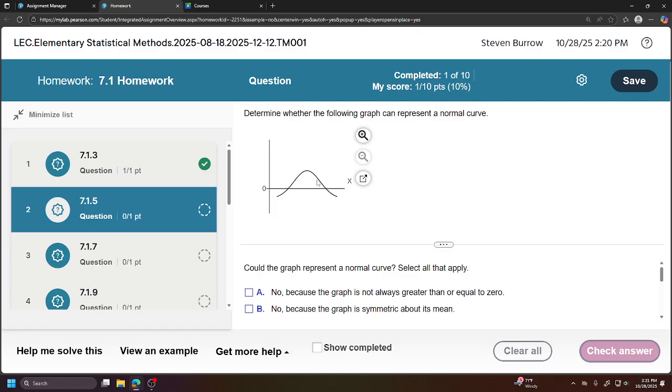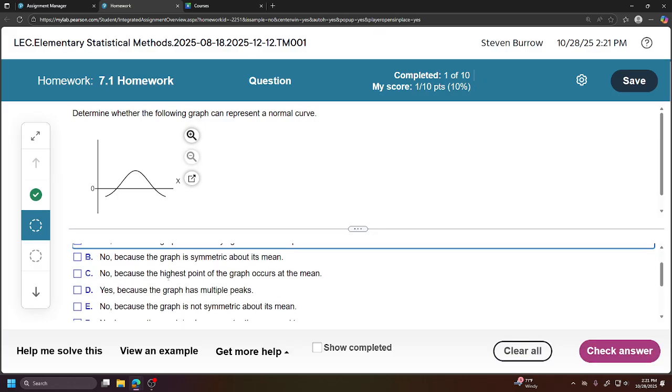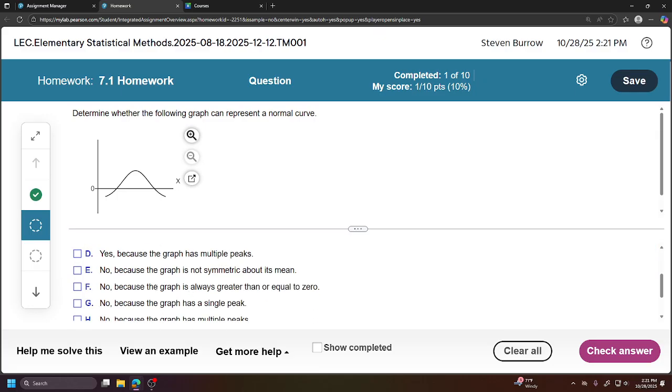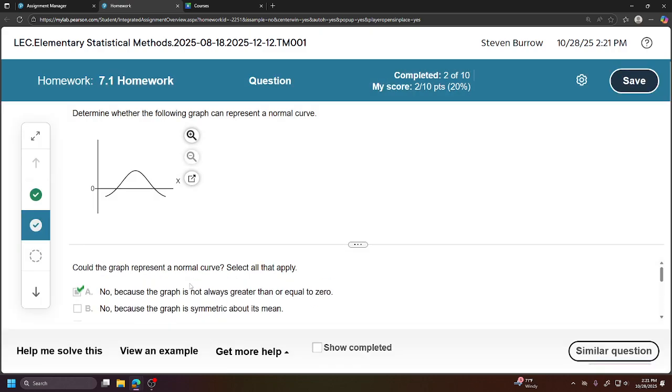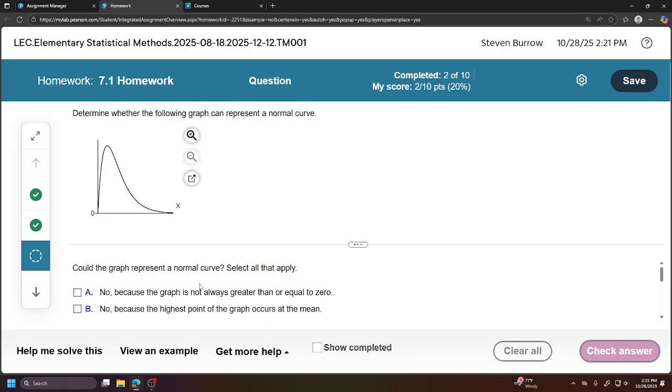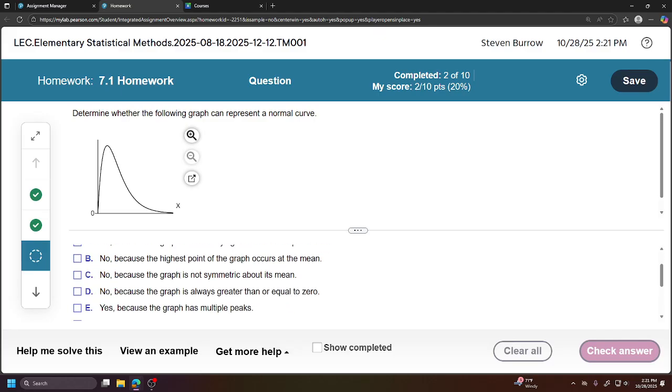Why would this not be a good curve? Yeah, it's negative stuff, right? So how do I say that? Because it's not always greater than or equal to 0. There are so many options. Yeah, that's all. It's just because it's negative. If it shifted up, it'd be fine. I know, they're trying to get you. Okay, why is this one not a good one? Exactly. Not symmetric.